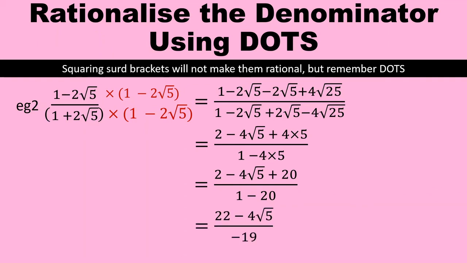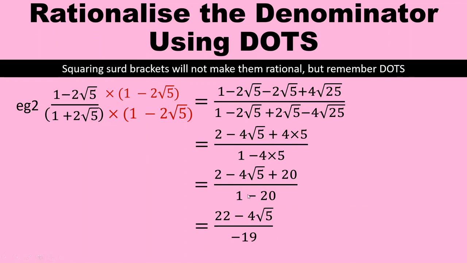So here's my simplified surd fraction. The denominator is now rational, so I'm happy with that. The numerator may not be rational, and that's okay. If I were to try to rationalize the numerator, I would end up making the denominator irrational again. So let's leave it like that. That's simplified, and that's fine.